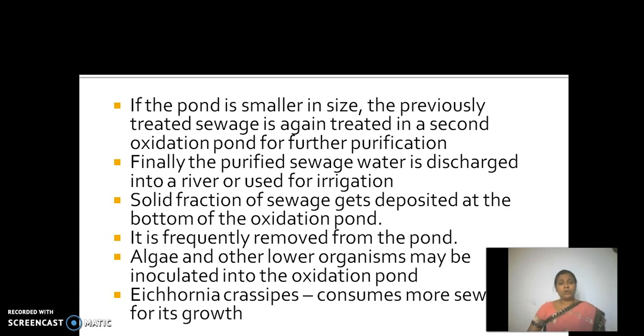And in order to speed up the process of oxidation of organic materials, you can also grow algae or other lower organisms. One very good example is Eichhornia crassipes, which can consume more sewage for its growth.